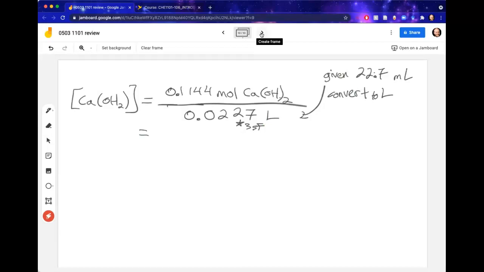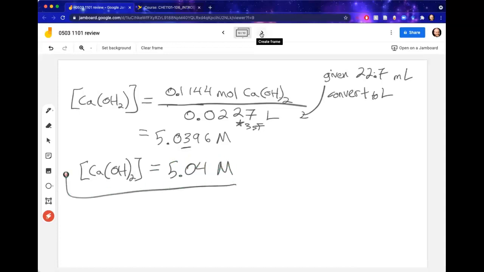0.1144 divided by 0.0227. 5.0396. And rounding here, big old capital M. The concentration of calcium hydroxide is 5.04 molar. And that's how you would tackle these titration type problems.